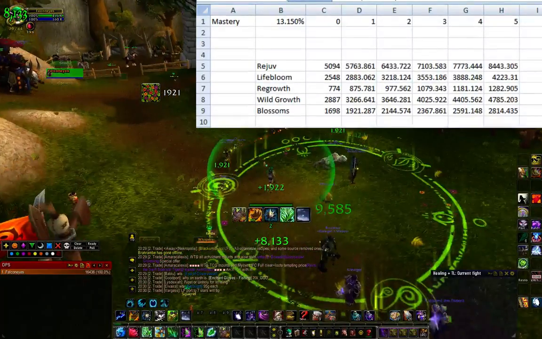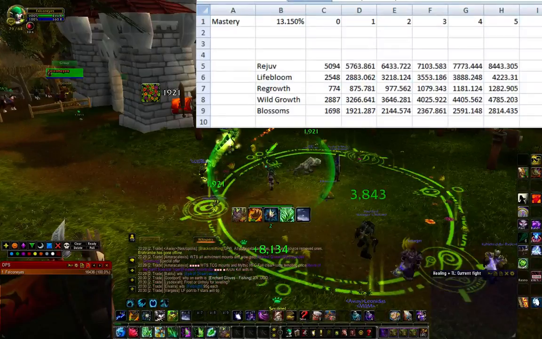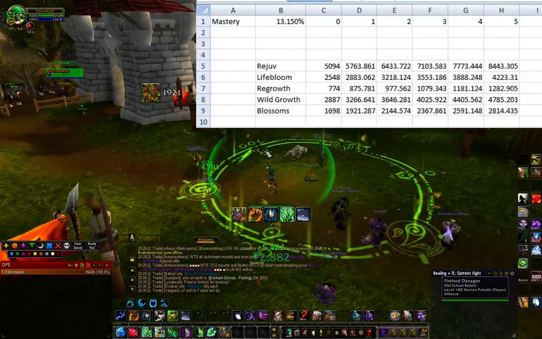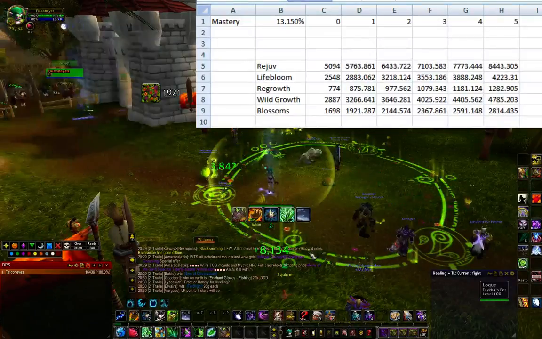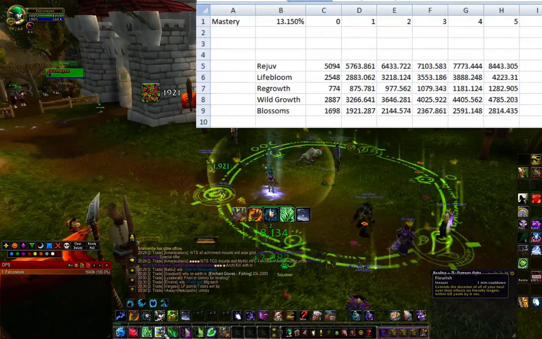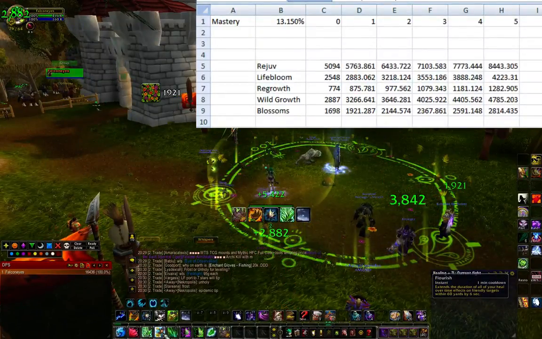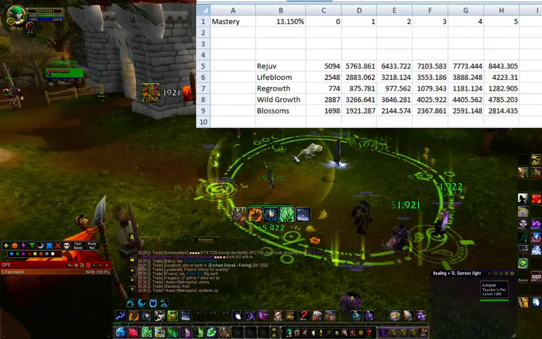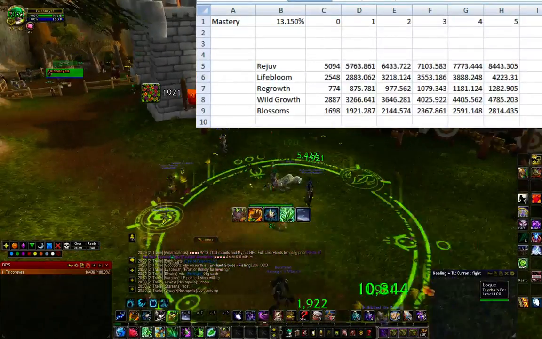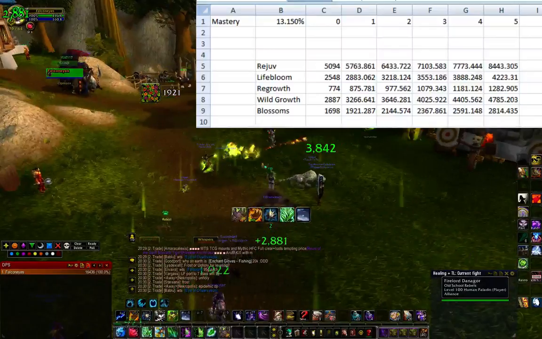Yeah, that's a quick explanation of some of the changes in Legion for Resto Druids. There's not much else to see. Flourish is a good thing to use, but I'm still experimenting, but I just wanted to give a little explanation of the mastery thing.